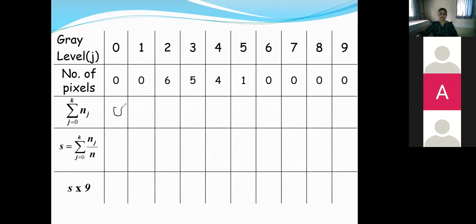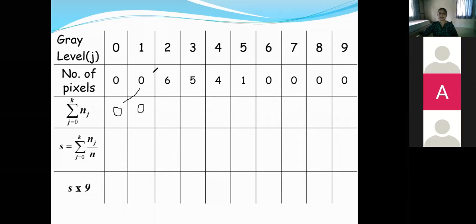So first we take this, the very starting pixel. So cumulative addition is the same as the very first count. So this first count is 0, so we will get a 0 here. Now for the next step, add this number with the current number of pixels. Okay, so 0 plus 0, add these two to get the new addition, which is 0.